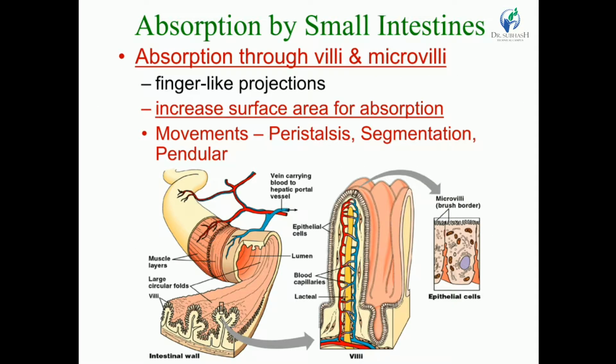Absorption by the small intestine. Here, as we can see, the villi and the microvilli are present inside the small intestine. While considering the absorption of food material, the small intestine is the major site. It is the main reason why we have food.